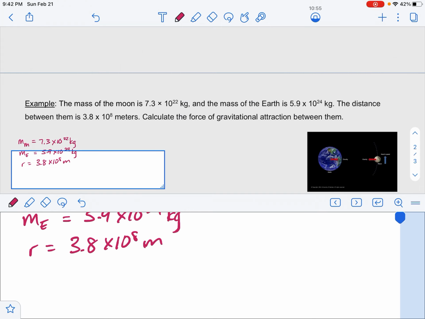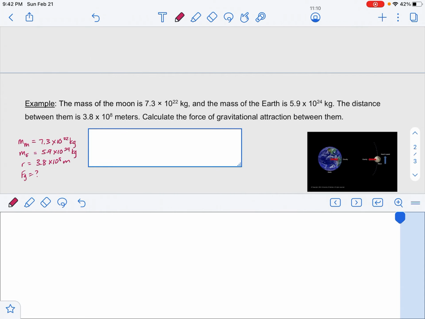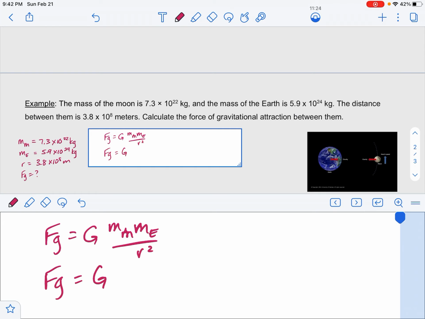And we would like to calculate the force of gravitational attraction between these two things. Now remember, we're not finding the weight, right? We're not finding the weight of the moon. We're finding the force of gravitational attraction between these two objects. All right, so here's my formula. Fg equals capital G, Mm, Me over r squared. I'm going to put in all my numbers, except I'm not going to write the G yet. That's going to come at the end. All right, but I am going to put some parentheses around here.